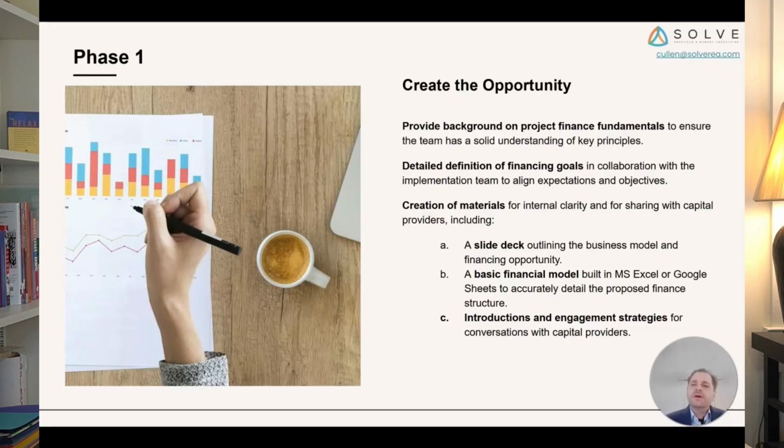Next, you want to start building the materials, both for internal clarity and to ultimately share with the capital providers. This is a slide deck outlining the business model and the financing opportunity, a basic financial model itself showing how the numbers work. How will money be coming in? How will it be repaid over time? And then introductions and engagement strategies for conversations with capital providers. You can think of this as form emails and templates and bullet points to talk through about how this program will work, what it means, and why it will be successful.